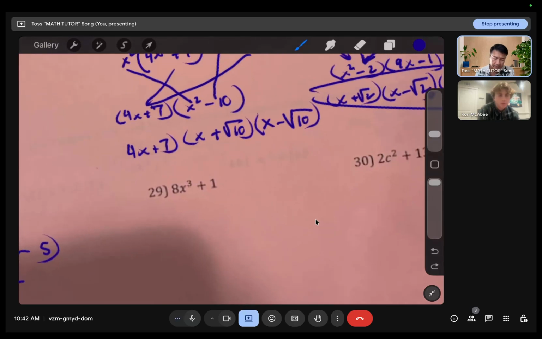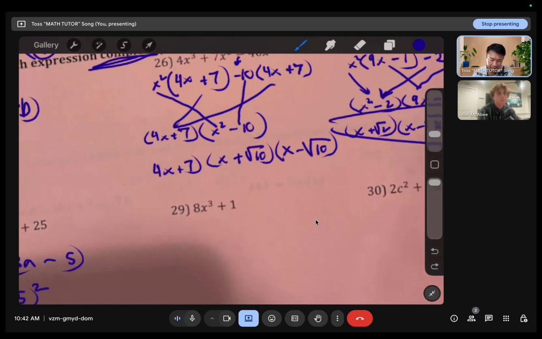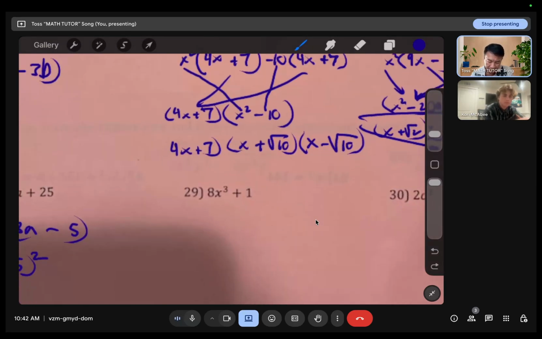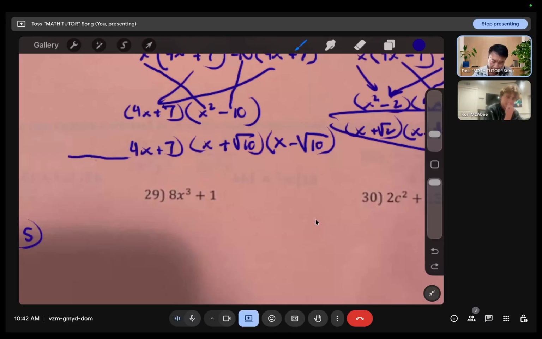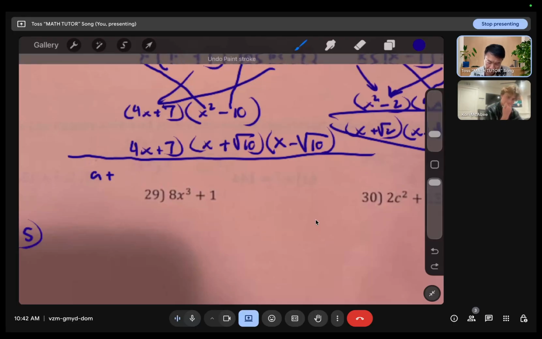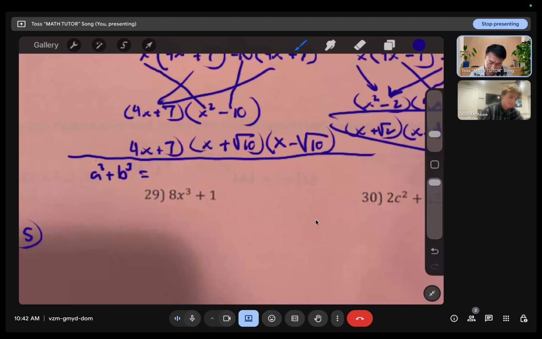Okay, this one, I hope you're okay, because you have to go back and recall your formula. I'll put it up here. The formula is a plus, it could be a minus too, don't forget. So it's cubed. A cubed plus b cubed equals a factor of a plus b, and then a squared minus ab, opposite here, and then always plus b squared here. Remember that one?